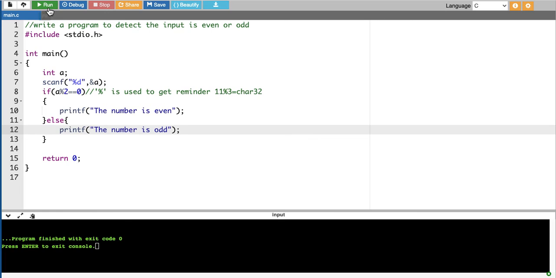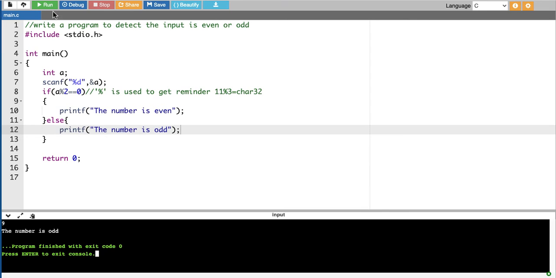Now I am running this code. So run here, compiling the program. Now I am entering here 9. So 9 is odd, so it should print the number is odd. So what it gives, the number is odd. So this is a very simple program of detecting whether the number is even or odd.